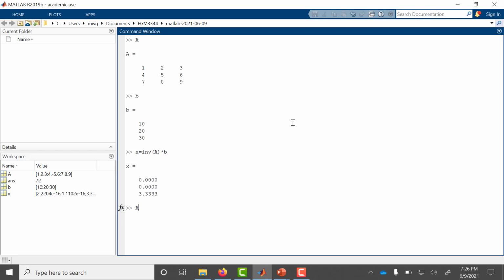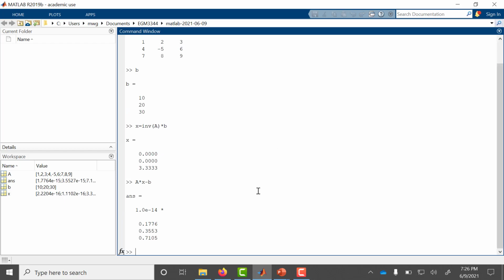Well, one thing I could do is say A times x, that should equal B. So what happens if I do A x minus B? Yeah, you get that 10 to the minus 14th again times something. Or I could just say A times x to see what it looks like. It is 10, 20, 30, so it does look like that's correct. The 0, 0, and then 3 1/3.